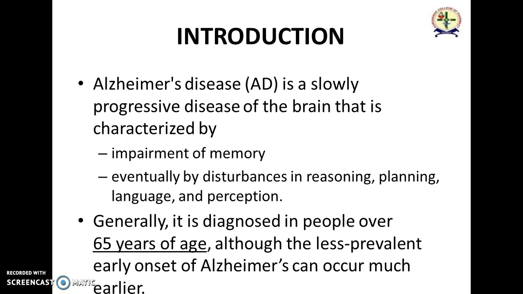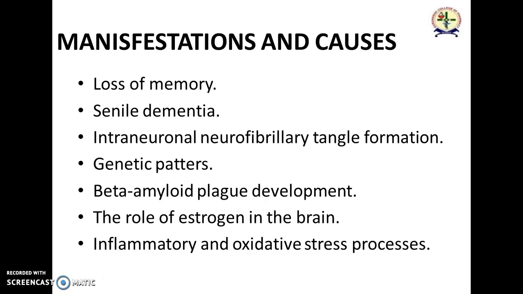Let's see its definition. AD is a slowly progressive disease of the brain that is characterized by impairment of memory, and eventually by disturbances in reasoning, planning, language and perception. Most old age people, that is over 65 years of age, show symptoms of this disease. Symptoms are loss of memory and dementia.